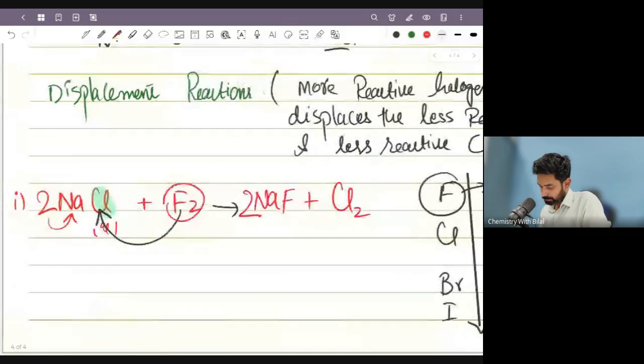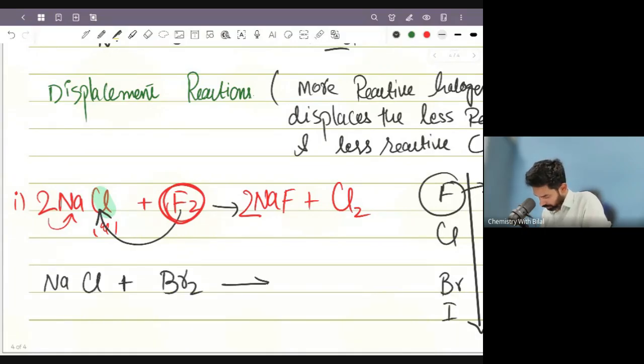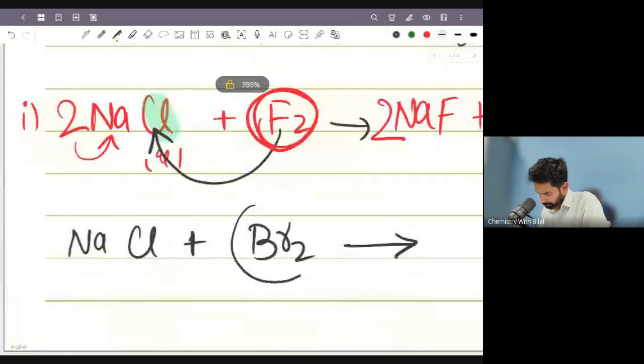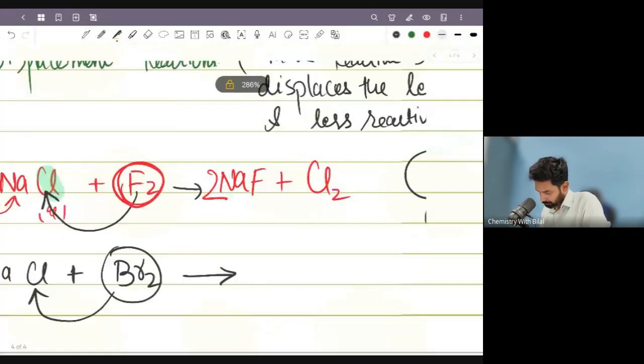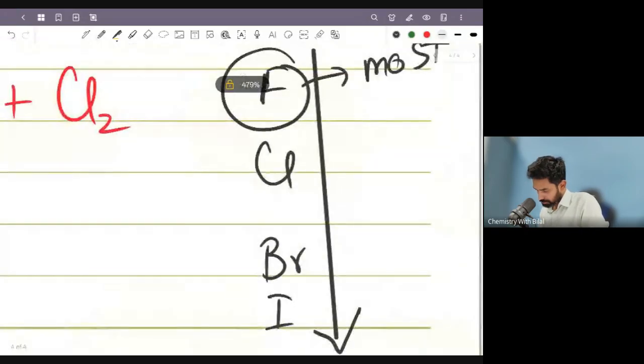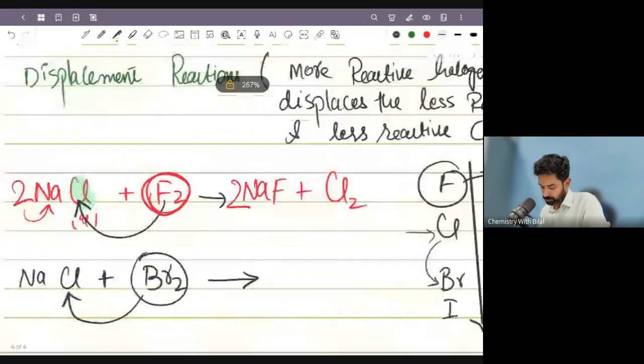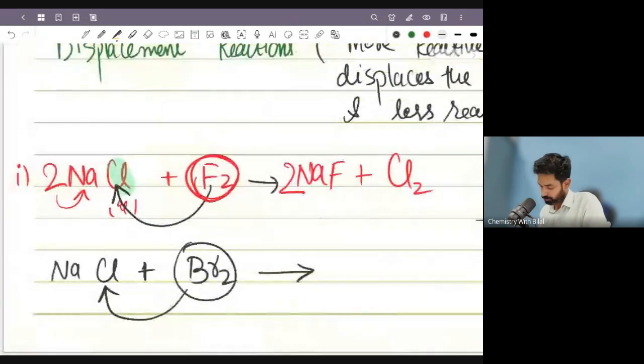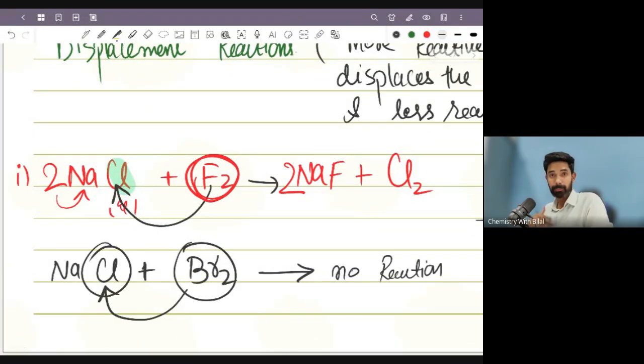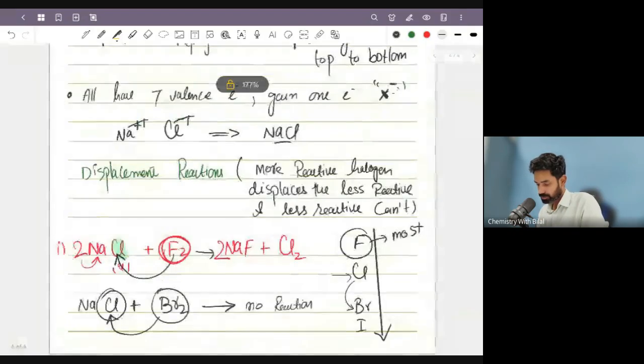That means fluorine being more reactive can displace the less reactive. For example, let's do another. Let's react the same NaCl with Br2 this time. अब मुझे बताएं कि do you think Br can displace the chlorine based on its position? Cl is more reactive clearly than Br because it is above. So when you react them with the less reactive, you would say there is no reaction as Cl is more reactive, or you can say Br is less reactive than Cl. So this is quite important.